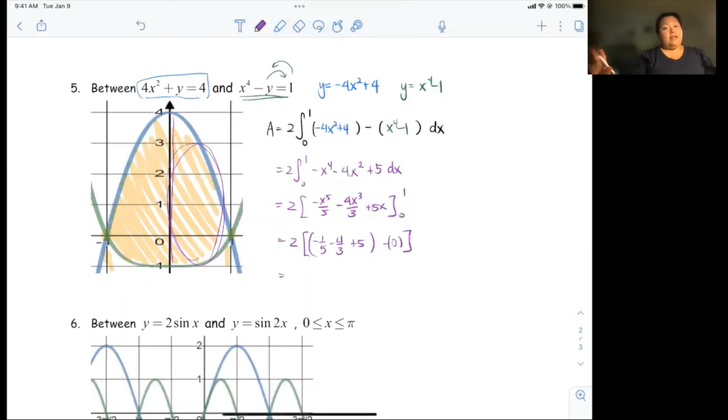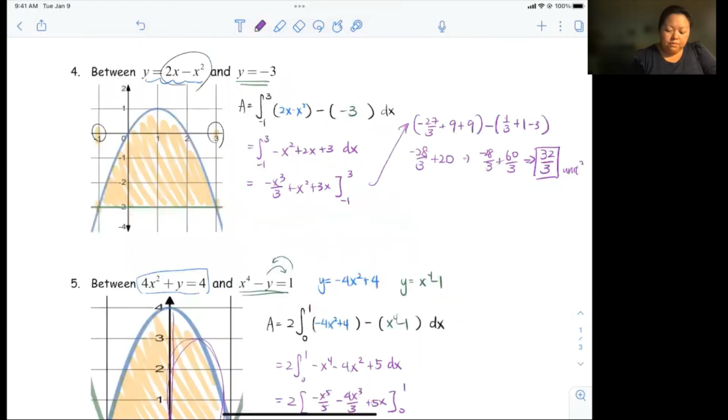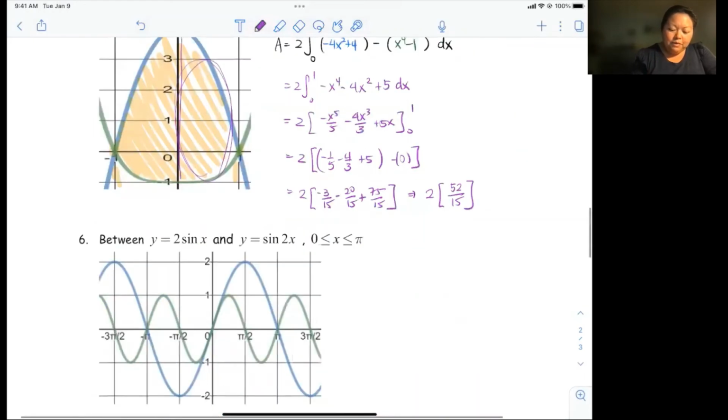Okay, now this is what I'm talking about. You have fractions, right? You can make it all a common denominator, or you can just add up the first 2 and then add the next 2, up to you. For me, I see it's 15. So negative 3 over 15 minus 20 over 15 plus 75 over 15. Okay, so 75 minus 23, that would give me 52 over 15. And I will go ahead and multiply this out. I get 104 over 15 square units.